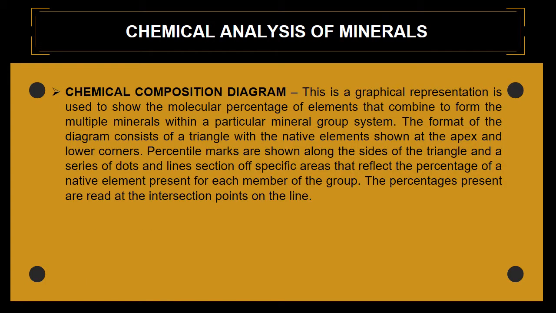So next, we have chemical composition diagram. This graphical representation is used to show the molecular percentage of elements that combine to form the multiple minerals within a particular mineral group system. The format of the diagram consists of a triangle with the native element shown at the apex and lower corners. Percentile marks are shown along the sides of the triangle and a series of dots and lines section off specific areas that reflect the percentage of a native element present for each member of the group. The percentages present are read at the intersection points on the line.